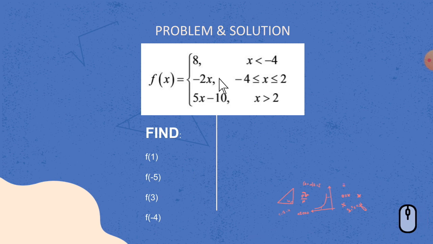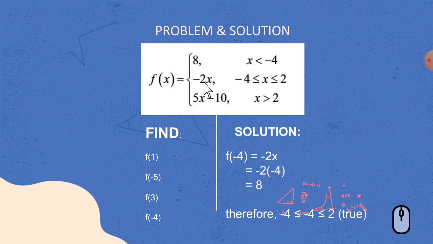Tama. So, ang gagamitin natin is the f of x is equal to negative 2x. Kung itetest naman natin dito, si negative 4 is greater than 2. So, mali. Kaya ang gagamitin natin yung ating second function. The f of x is equal to negative 2x.